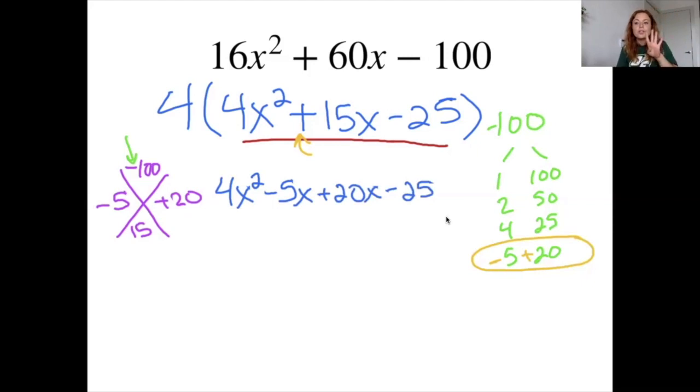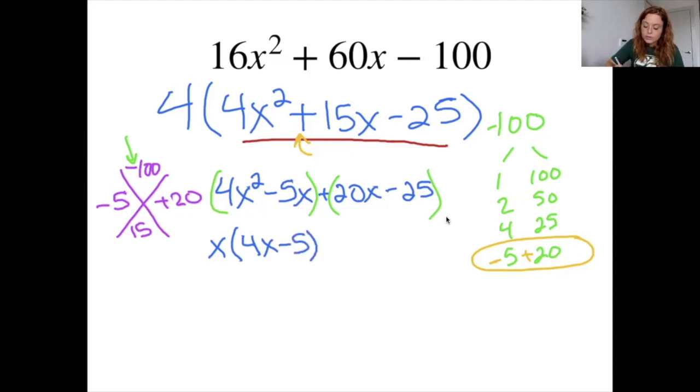Okay, now that I have 4 terms, I'm ready to group it. So I'm going to group the first two and the last two, and then find their GCF. So 4x squared minus 5x, the GCF of the first group. Well, 4 and 5 don't have a GCF, but both of those terms have an x, so we're going to take out an x. Then x times 4x would give us 4x squared, and x times negative 5 would give us negative 5x.